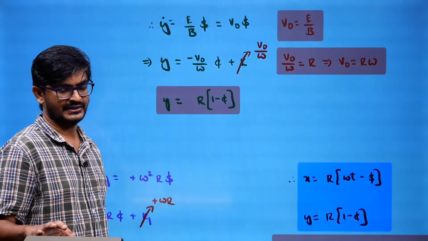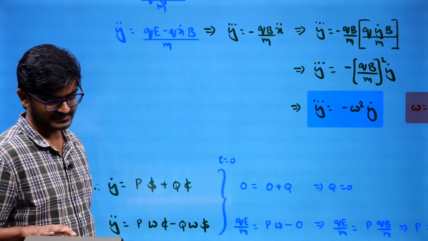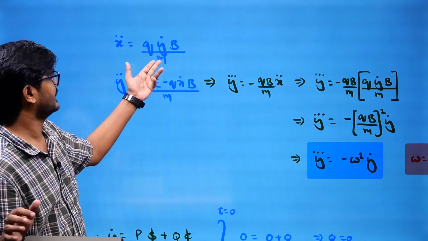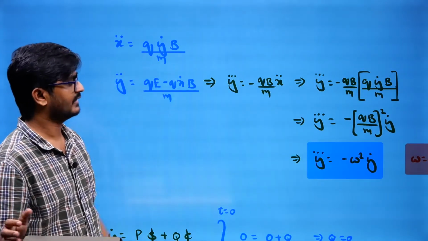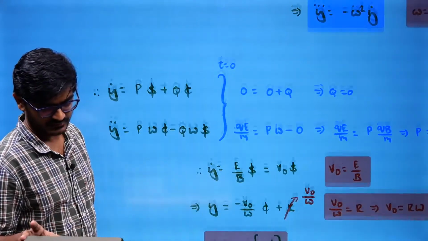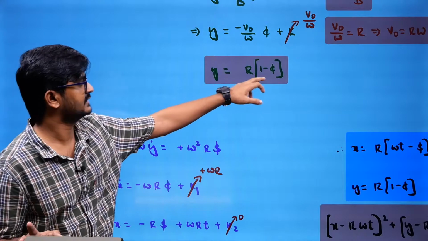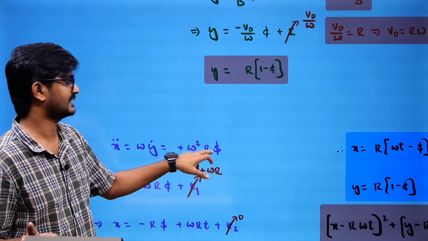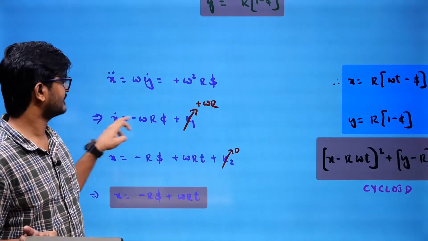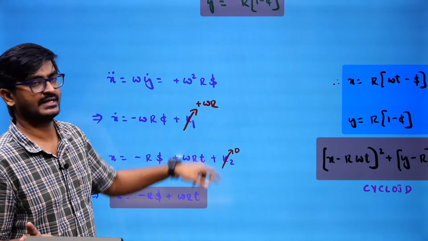Now I got y, I need to find x also. So what is x double dash? x double dash is qB by m, which is omega, into y dash. So x double dash equals omega into y dash. What is y dash from here? This is y. If I differentiate this, I will be getting y dash. I can substitute it. Now I can integrate it. Again, that constant I can easily prove is omega r.